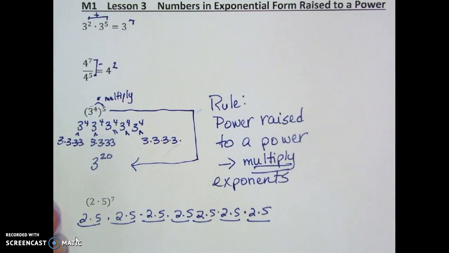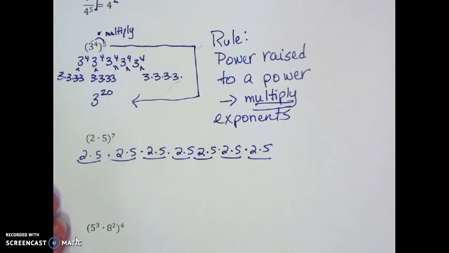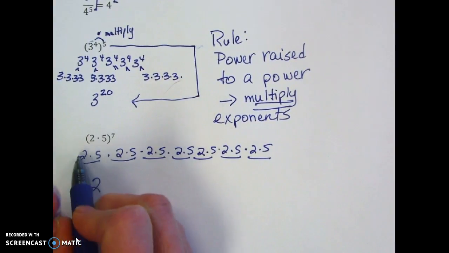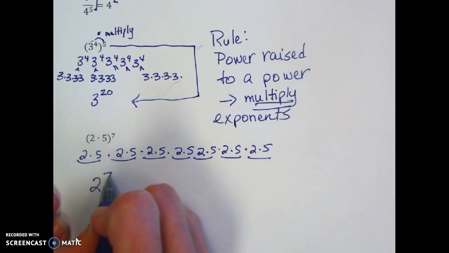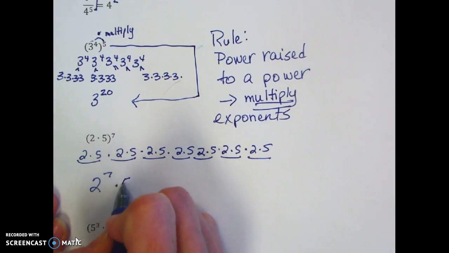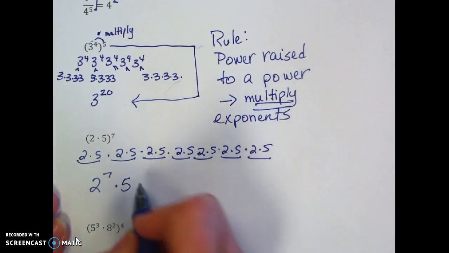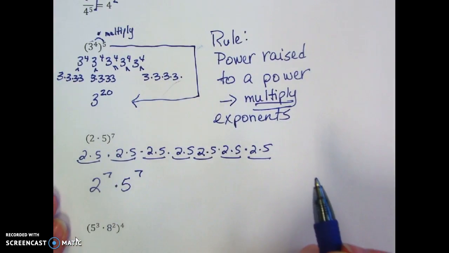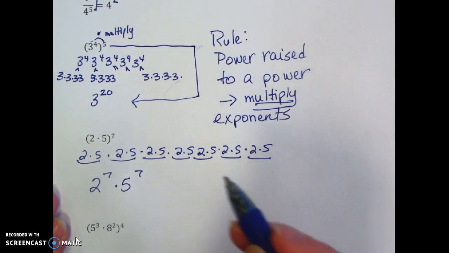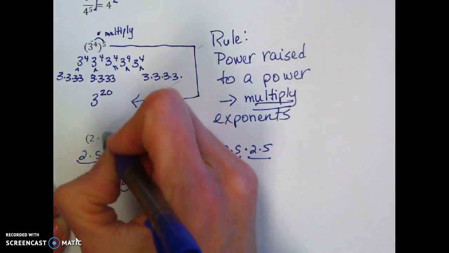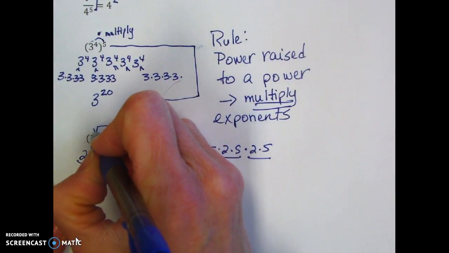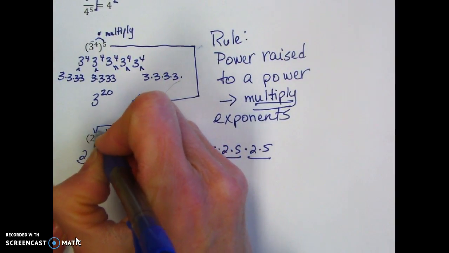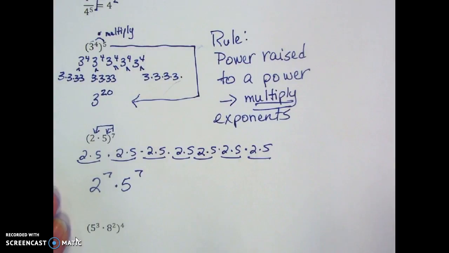So what will be the power on the 2? How many 2s do I have? Well, 1, 2, 3, 4, 5, 6, 7. And how many 5s do I have? 1, 2, 3, 4, 5, 6, 7. So I have 2 to the 7th power and 5 to the 7th power. So what this is showing you is that this 7 needs to be kind of like distributed to both of the things or all of the things that are in the parenthesis.